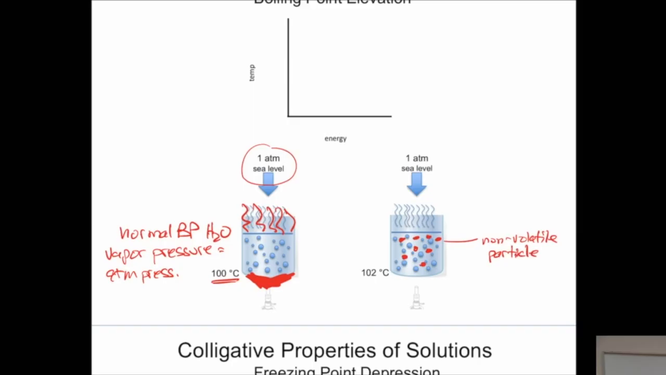Maybe we're going to make some pasta. So we dump a bunch of salt in the water and that dissociates into sodium ions and chloride ions. Those are also non-volatile particles. We'll be getting to those in a little bit. Doesn't matter what they are though, because colligative properties are independent of the material that's causing this. It's just how many non-volatile particles there are. That's what ultimately matters.